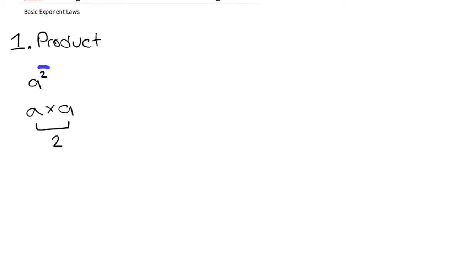So the product exponent law works when you have two exponents, both with the same base. So for example, we have a squared times a cubed. As you can see, both of these exponents have the same base of a over here, and we can use the product exponent law to simplify this big term over here into something as simple as a to the power of 5.